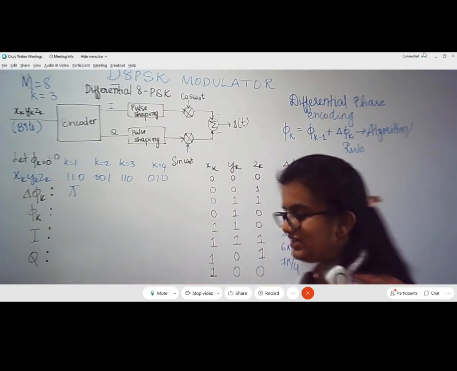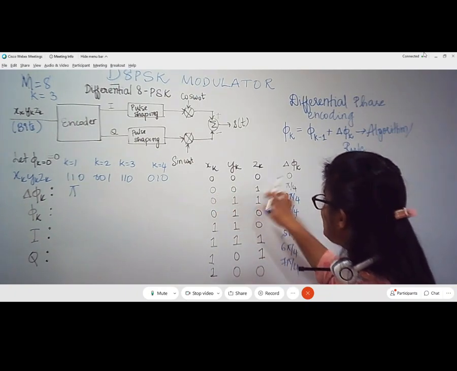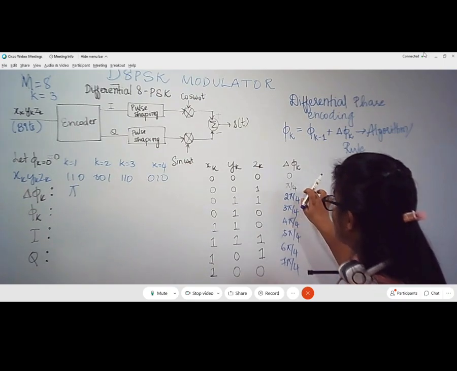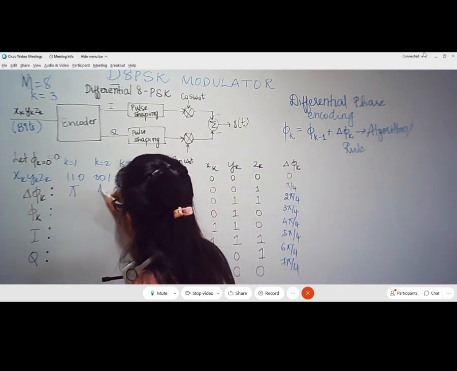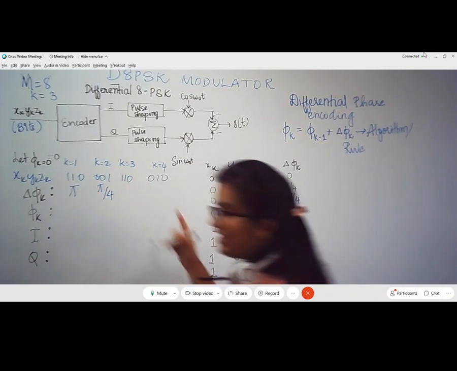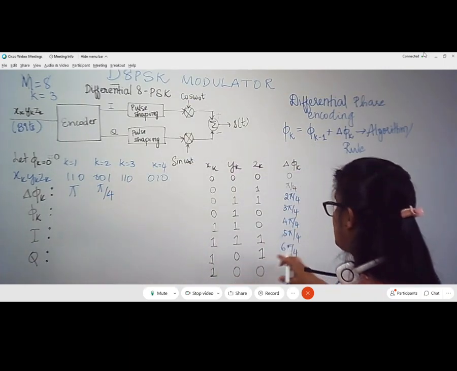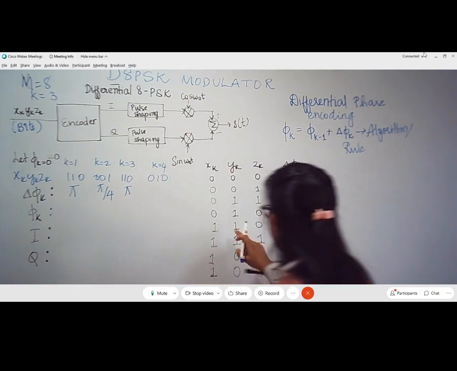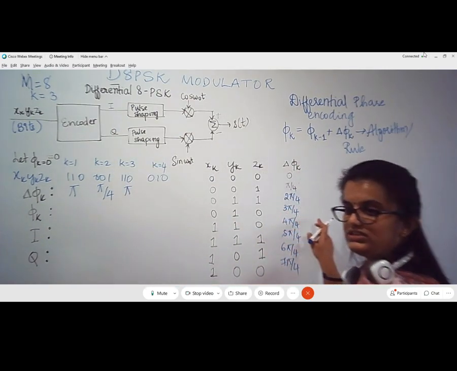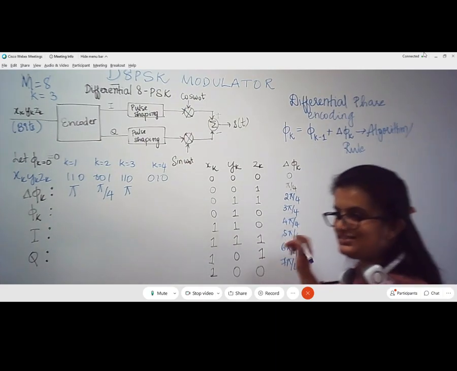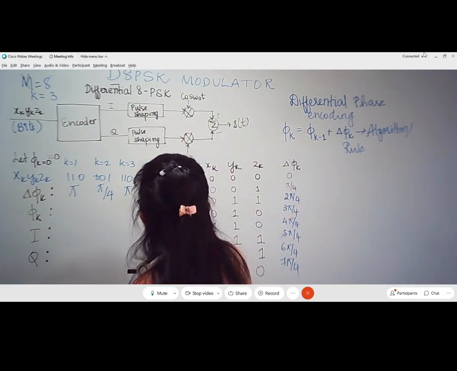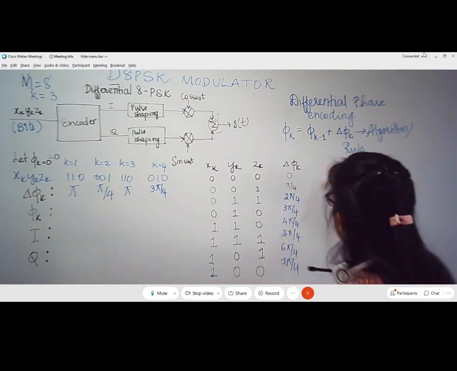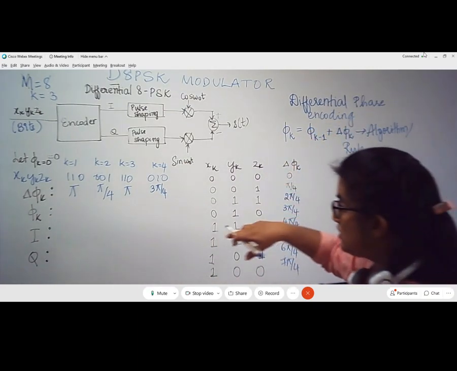Coming to the second case, for 001, the differential phase assigned is equal to pi by 4. Then again, 110 we are seeing, so again the phase is equal to pi. For 010, the instantaneous phase or the differential phase assigned is 3 pi by 4. Once we have noted this down, now we are going to do this differential phase encoding. How to do that?